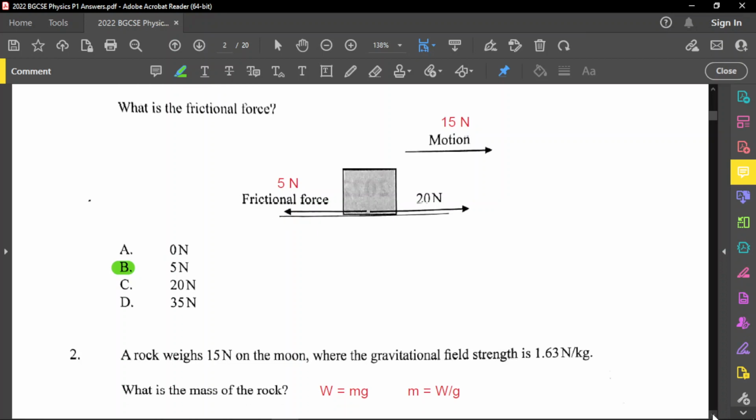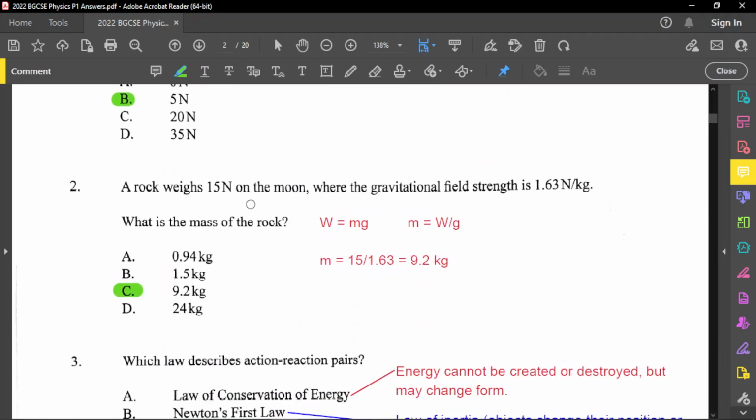For question number 2, you see a rock weighs 15 newtons on the moon, where the gravitational field strength is 1.63 newtons per kg. What is the mass of the rock? To do this, remember that weight is equal to mass times gravity. Therefore, mass must equal weight divided by gravity. So if the weight is 50 newtons, you divide by 1.63, which will give you 9.2 kg. And therefore, C is the correct answer.